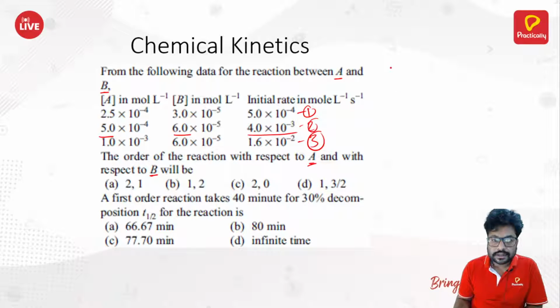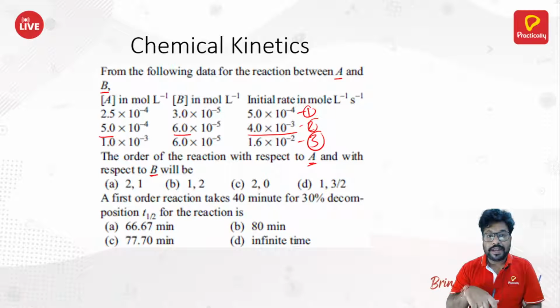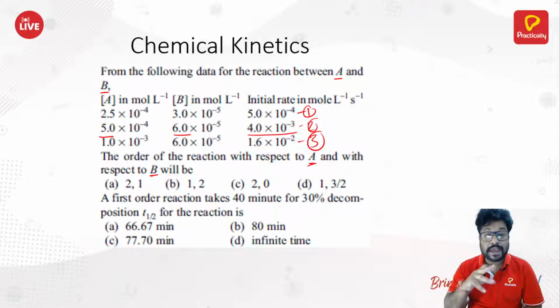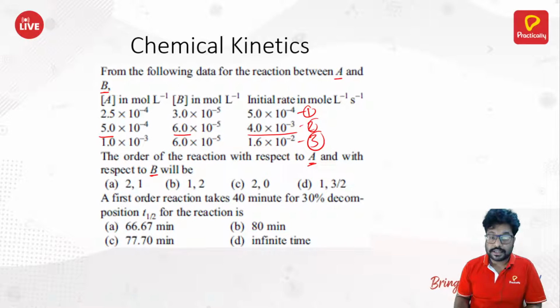How can we do this? As I told you earlier, we need to take those experiments where the concentration of B is constant, because if you want to find out the dependence on A, you need to keep B constant. If you want to find out the dependence on B, you need to keep A constant. In this particular case, we are finding out the dependence on A. Therefore, we need to keep B constant. B is constant in experiments 2 and 3. So taking the ratio of experiments 3 and 2, what do we get?